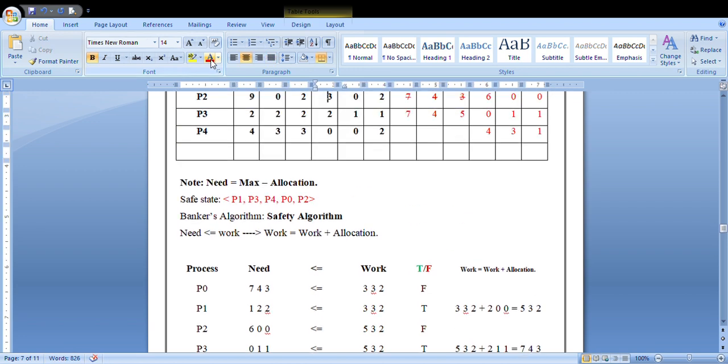Here you have to update in your available table. After 745, what is the value? It's 755.